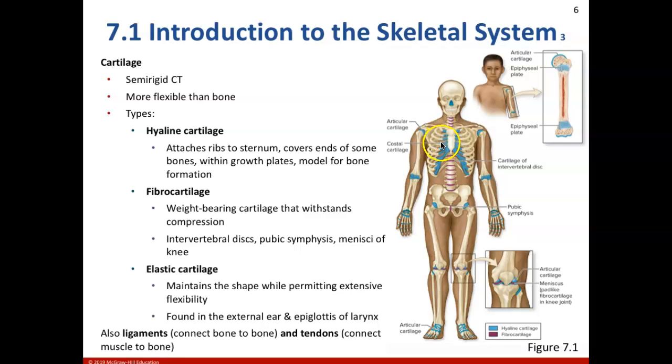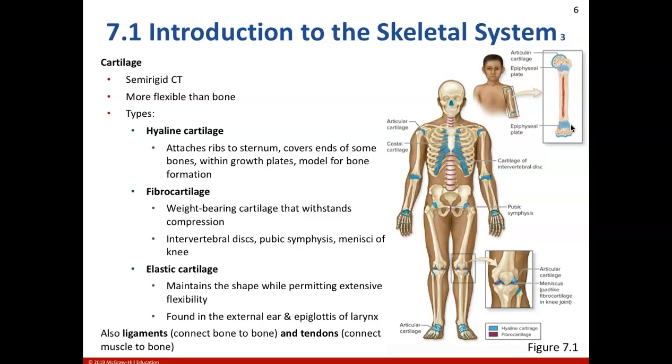the thorax, where it is connecting the ribs to the sternum. It also covers the ends of some bones, especially these longer bones within our appendages, and within growth plates, which we will discuss in the coming sections. And it also serves as a model for bone formation, specifically when we are in the womb and the majority of our to-be skeleton is made up of hyaline cartilage first, and then will turn into bone.